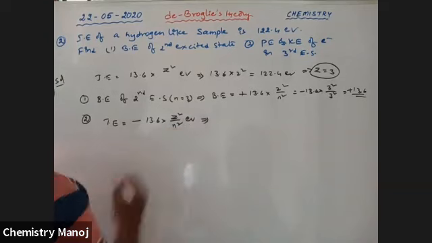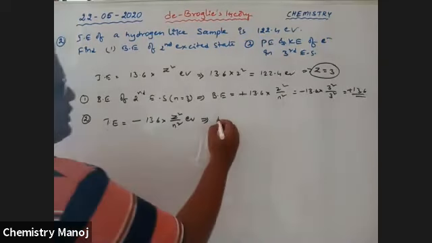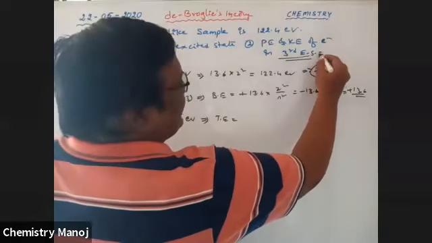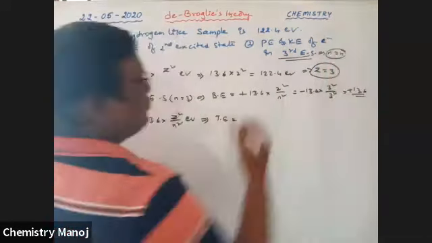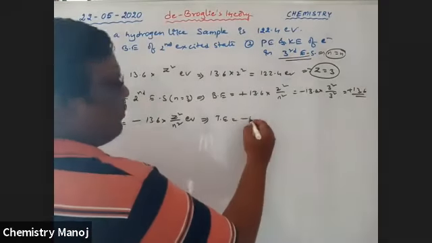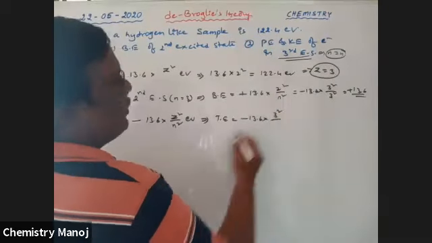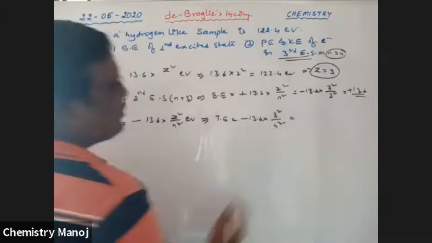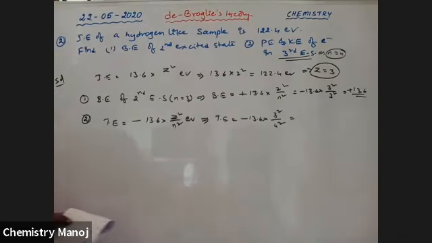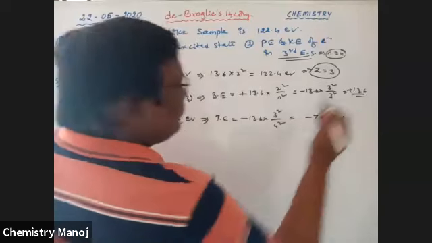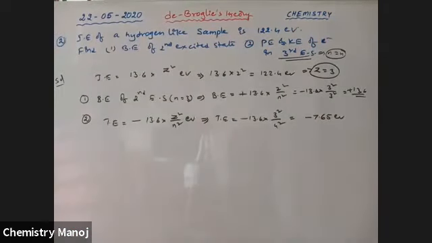Total energy, for which it is a third excited state. Third excited state means N is equal to 4. So that is equal to minus 13.6 into Z, which is 3, square by the fourth orbit, 4 square. Finally we get total energy is equal to minus 7.65 electron volts. Now convert this total energy into kinetic energy and potential energy.